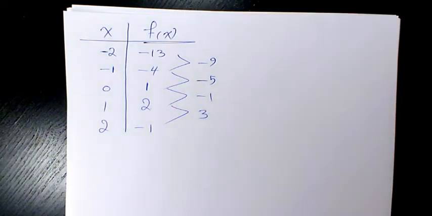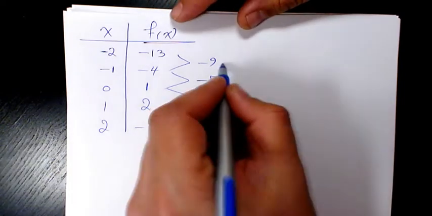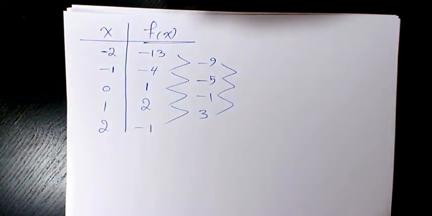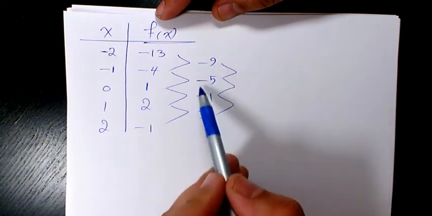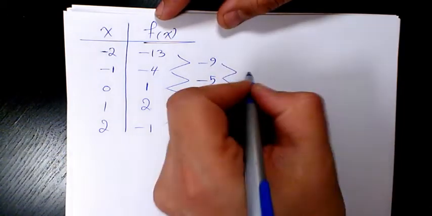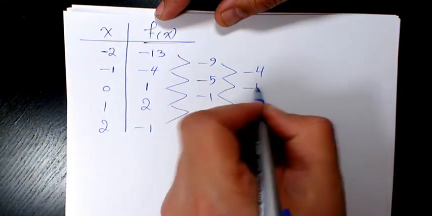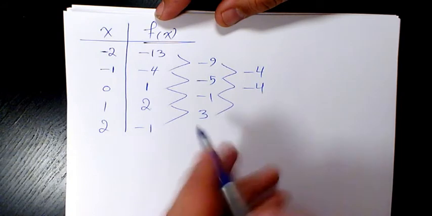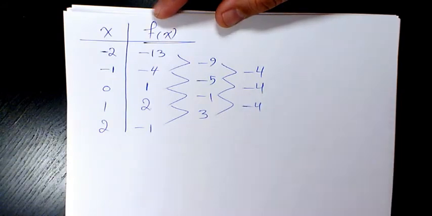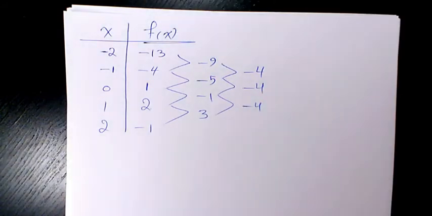So as you see here, these four numbers are different. So the first differences are different. It means that definitely our polynomial function is not linear, or not first degree. Let's construct the second differences. Negative 9 subtract negative 5 is negative 4. Negative 5 subtract negative 1 is negative 4. Negative 1 subtract 3 is negative 4. So again, the second differences are equal, and it's equal to negative 4.